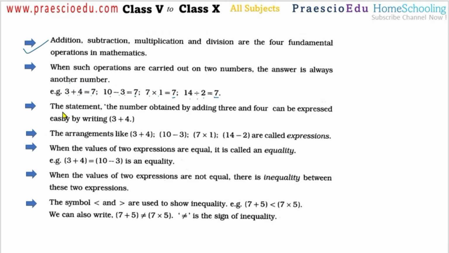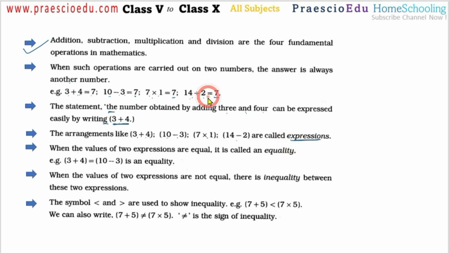Then the statements. The number obtained by adding 3 and 4 can be expressed easily by writing. This is a statement, from here to here: adding 3 and 4. But here we can say the mathematical writing, or you can say the expression. So we have to do this type of conversion. The arrangements like 3 plus 4, 10 minus 3, 7 multiplied by 1, or 14 divided by 2 are called expressions.